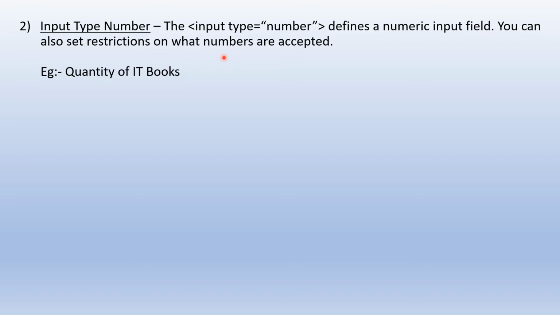For example, if you want to set the range between 10 to 20, then you can write min is equal to 10 and max is equal to 20. Okay, now let us see it with an example. So what is the example here? It is quantity of IT books. Means if you want to buy books of IT, then how much quantity of IT books you want to buy? Let us see it with coding.